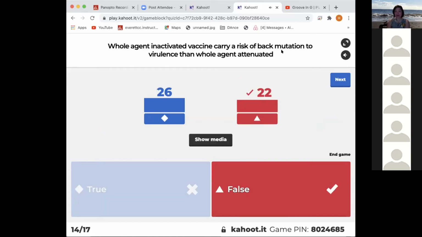It is false, right? Whole agent inactivated has been heat killed and so can't back mutate. The attenuated one is the one that could back mutate.